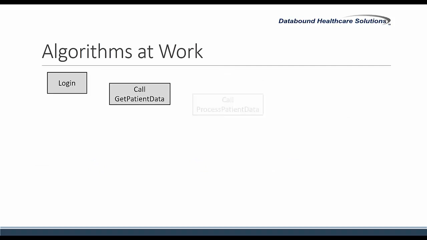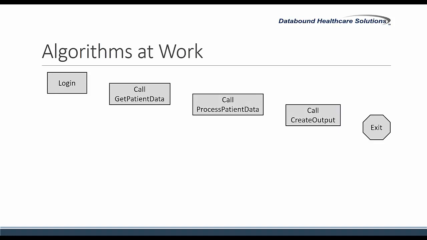So we're talking about algorithms at work. This is typically what one of our flows would look like. We log into a website or a terminal. We call our get patient data. We process our patient data. We create an output, and then we would exit our process.